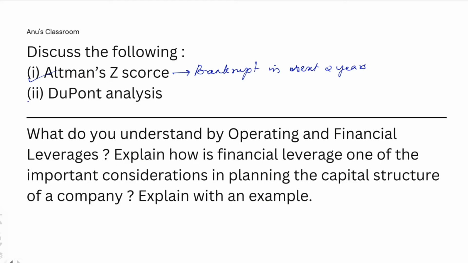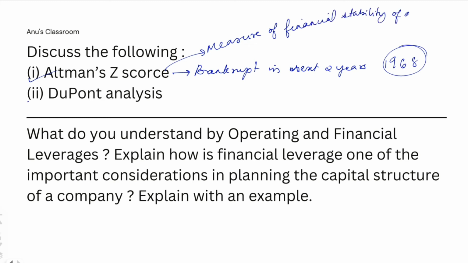This model was developed by an American professor called Edward Altman in 1968. That is why the name is Altman's Z-score, as a measure of the financial stability of companies. So Altman's Z-score is a measure of the financial stability of a business.